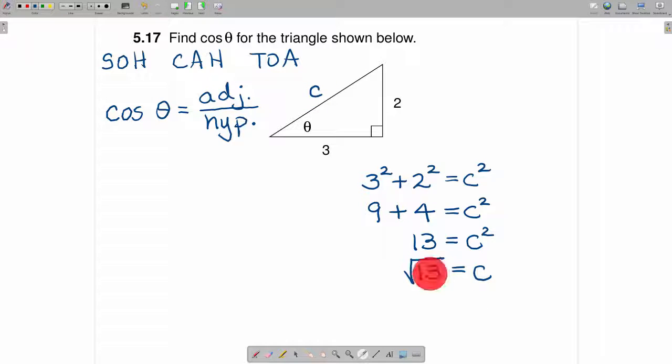So we now know the length of the hypotenuse, so we can solve the problem. We want the length of the adjacent side, which is 3, divided by the length of the hypotenuse, which is the square root of 13. So the cosine of theta here will be 3 divided by the square root of 13.